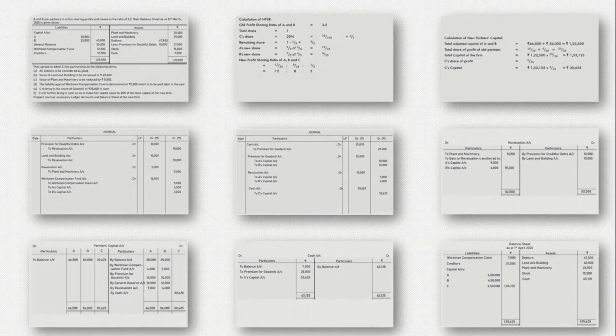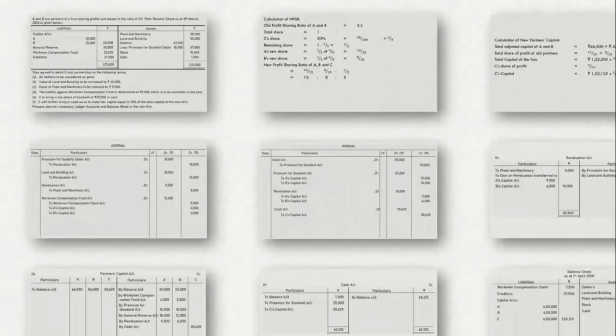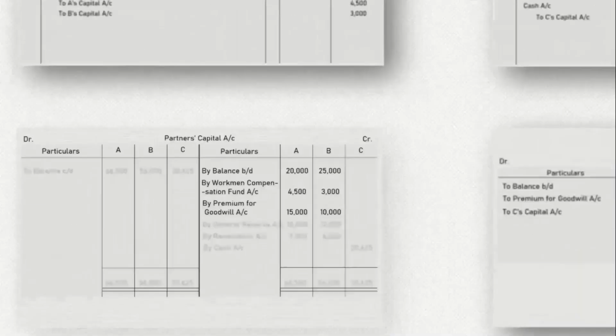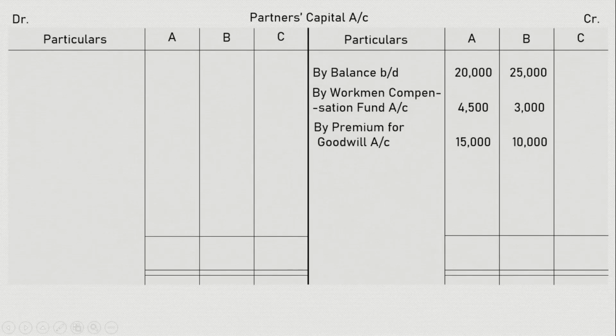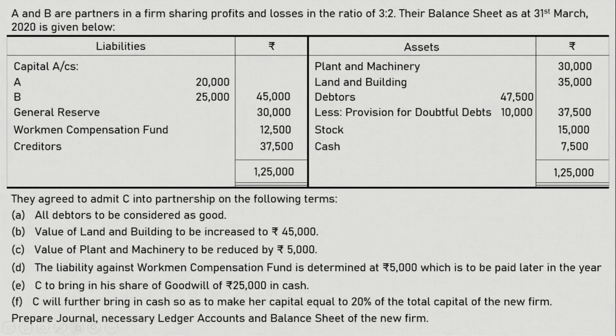Next entry. C will further bring in cash so as to make her capital equal to 25% of the total capital of the new firm. And as told, this we will calculate while finding the balance of the capital account. When we come here to calculate the balance, at that time we will pass this adjustment. Now let's check whether everything is done or not.